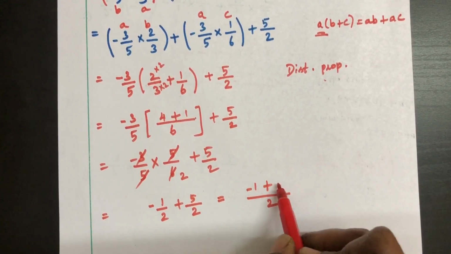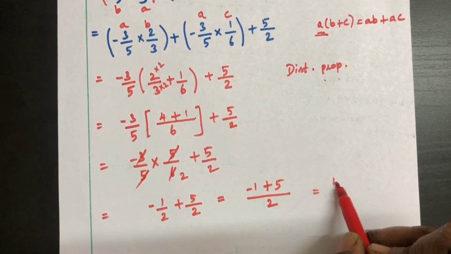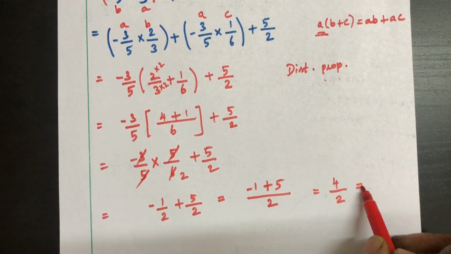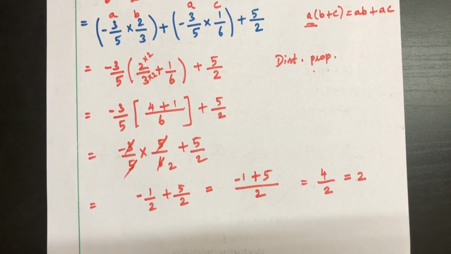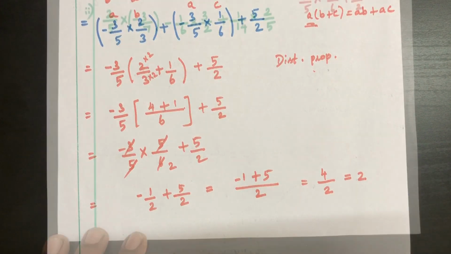Minus 1 plus 5, which is equal to 4 divided by 2. This equals 2. 2 is the answer for this question. Using all these properties, we have found our answer easily.